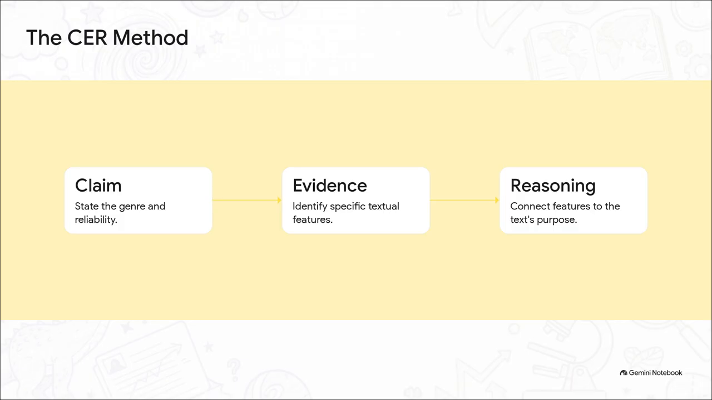Step 1 is the claim. We state the genre and its reliability. Step 2 is evidence. We identify the specific textual features acting as our clues. And step 3 is reasoning. We connect those features back to the author's ultimate purpose. Let's run our mystery passage through this method and see what we get.